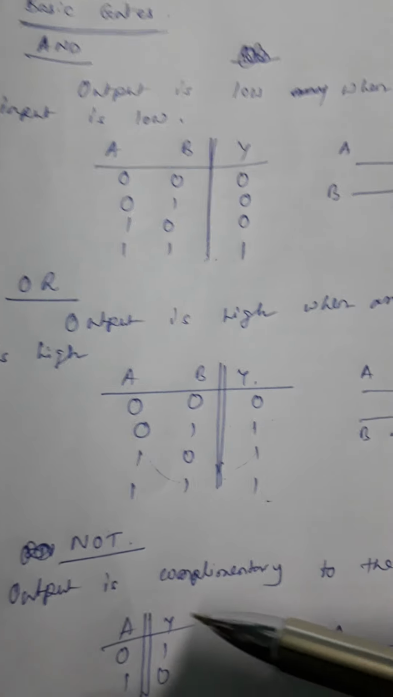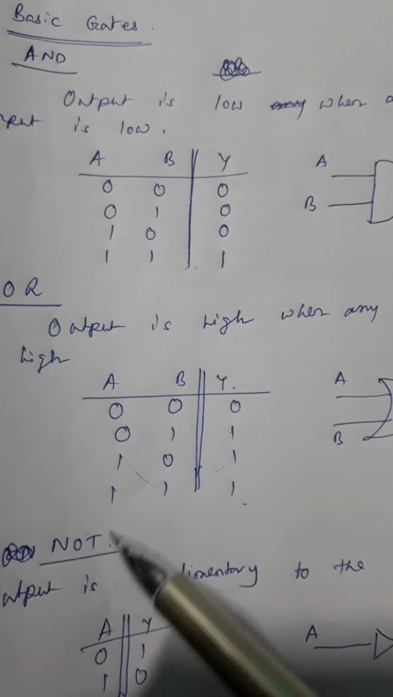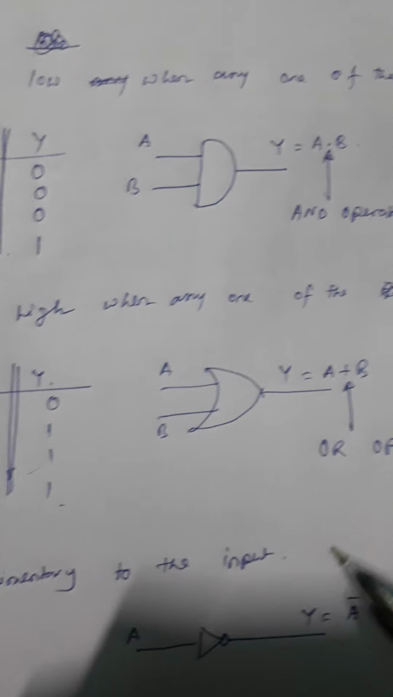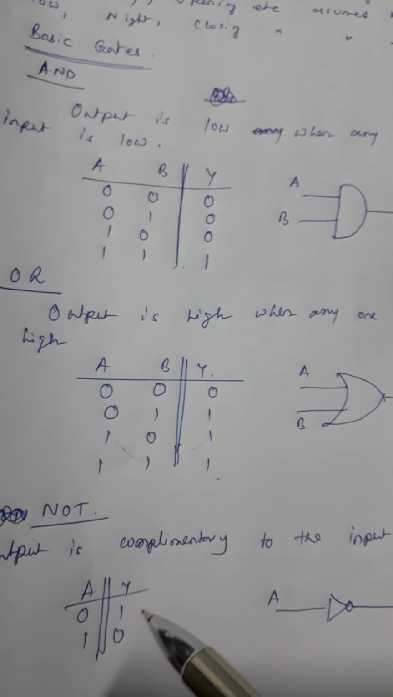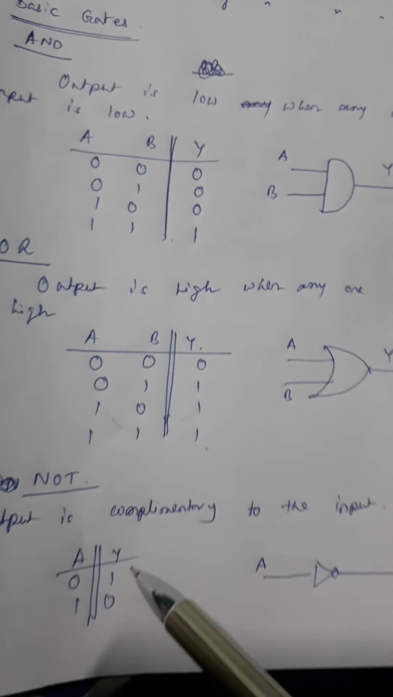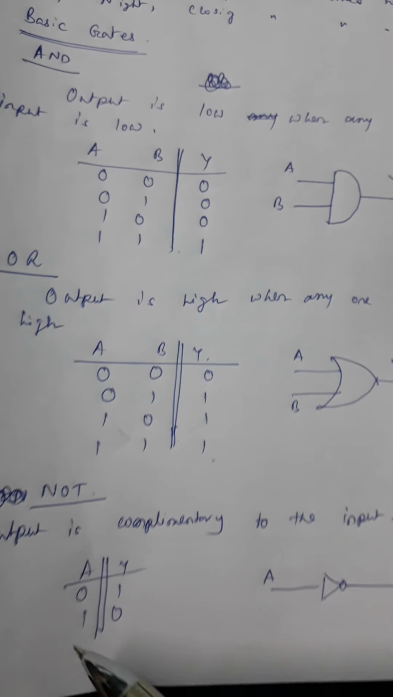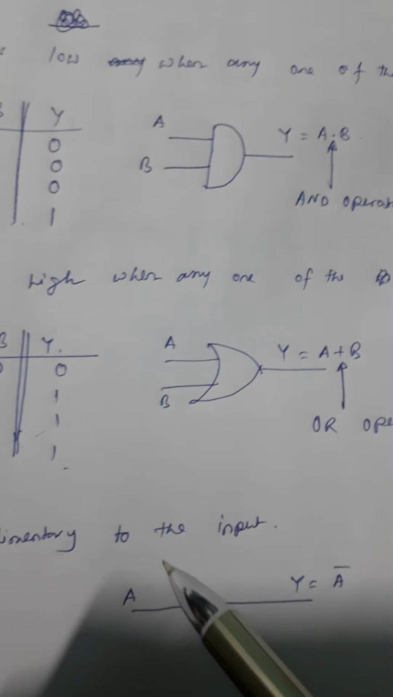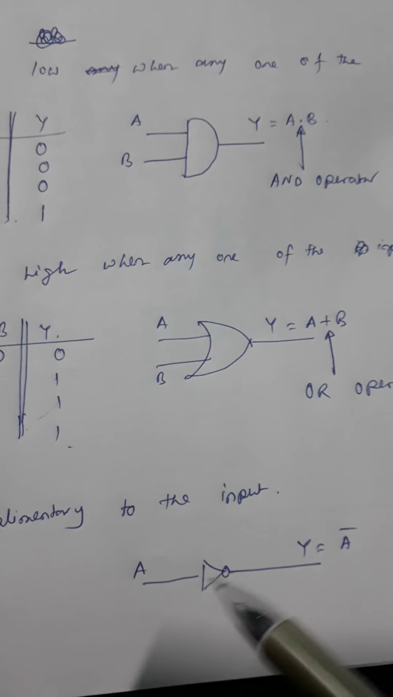Now the NOT gate. What is the NOT gate? In the NOT gate, the output is complementary to the input. Output is complementary to input means what? If input is 0, output will be 1. If input is 1, output will be 0. And this is the symbol of the NOT gate. Fine.